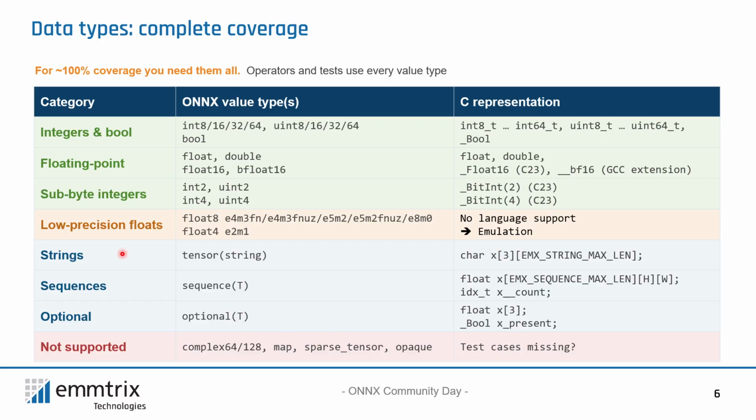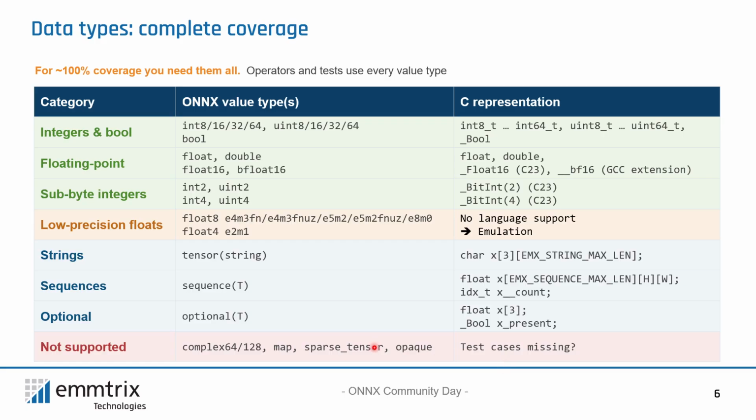Then there are strings, sequences, and optionals that are directly mapped to arrays, sometimes with an additional variable for the count or is-present. Then there are data types that we do not support because we haven't found test cases for them, at least maybe I missed something.